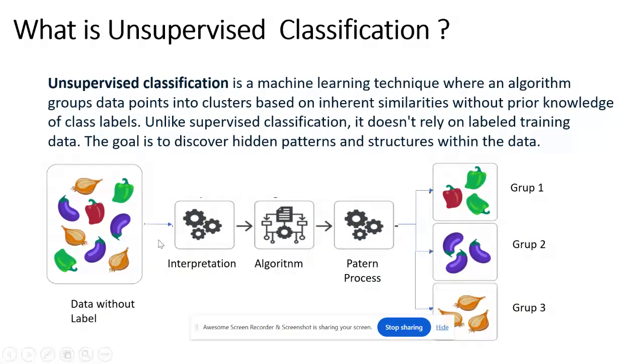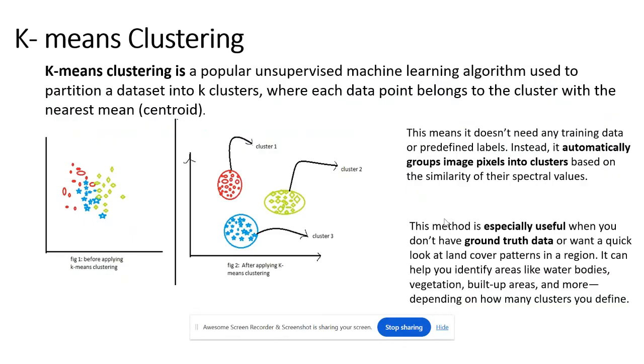If we see this image, there is data without labels, and the machine will interpret it using the algorithms based on the hidden patterns or structures within the data. And after that, the machine will group it into maybe a few classes based on their patterns and their structures. And what is K-means clustering?